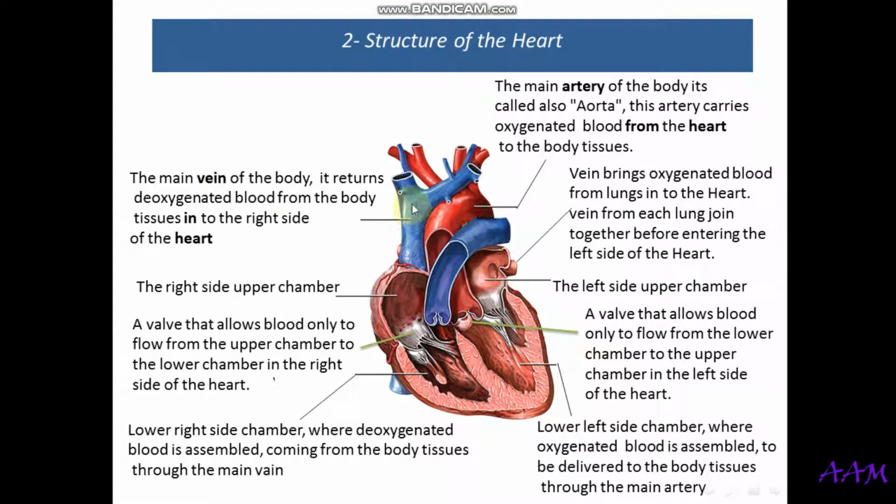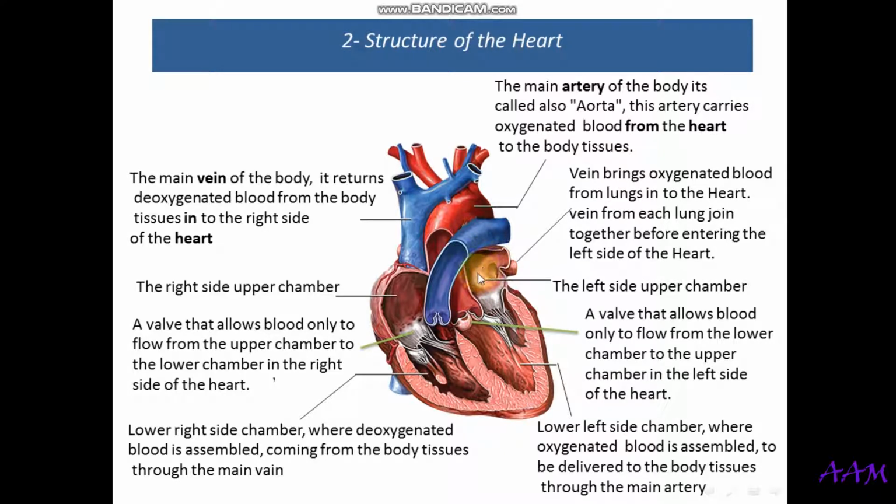This vein brings the deoxygenated blood from all parts of the body into the heart. And this is a vein also here. This vein is connected to two lungs. So the blood comes from two lungs, from two veins. They join together and make one vein here, and they bring oxygenated blood here.